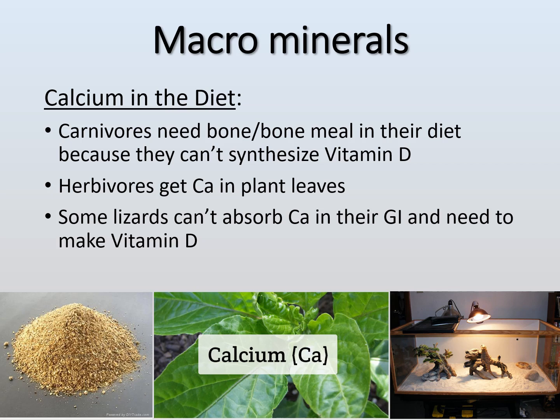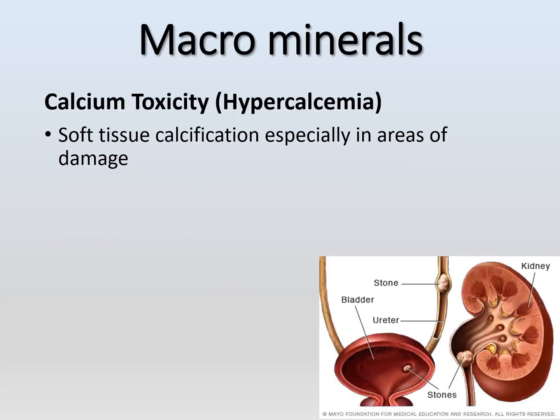And then lizards need to make vitamin D. They need a lot of UV light to make vitamin D to help them absorb calcium because they aren't good at absorbing calcium in their GI tract. So just some fun facts about calcium in the diet.